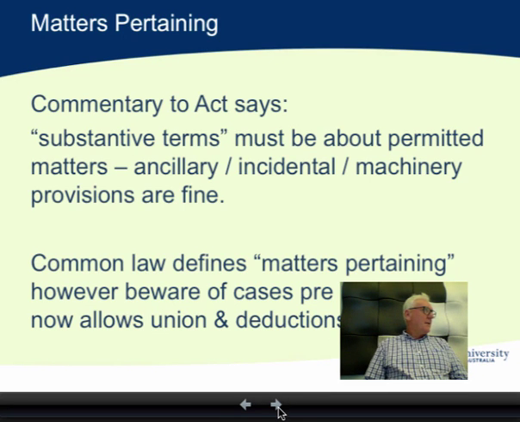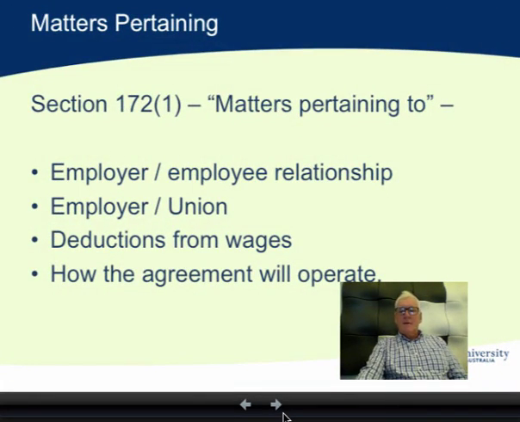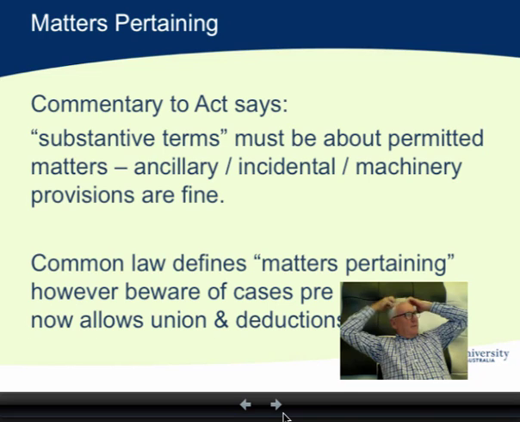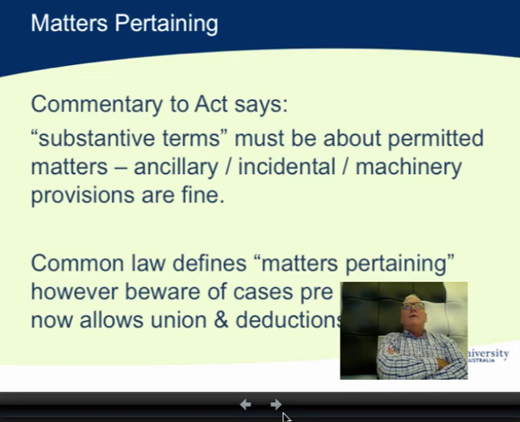So, for example, just off the top of my head, if one of the allowable matters, if I go back to it, was about deductions from wages, and the substantive clause said something like it's acceptable for the employer to deduct and pay union fees from weekly wages. And then there were additional provisions that went on to spell out how that was to happen, and how the employer was to work out who the union money was to be paid to and what bank accounts and all that sort of stuff. Things that you'd think of as ancillary, incidental, machinery provisions, that's fine. They don't have to be taken out and put into policies.